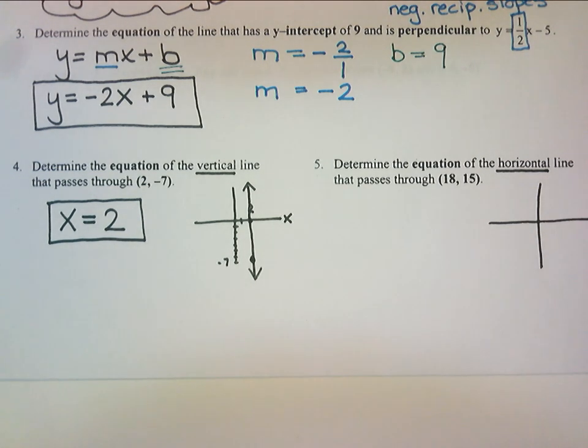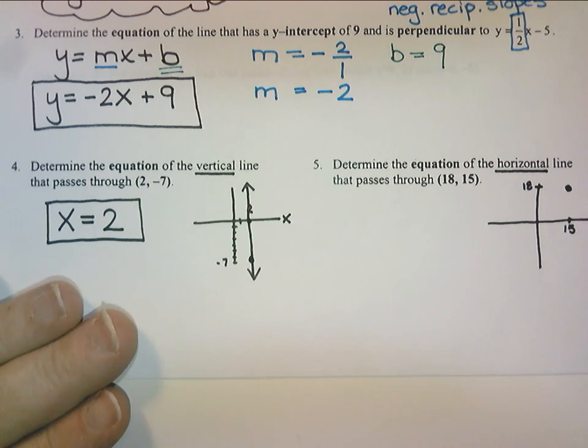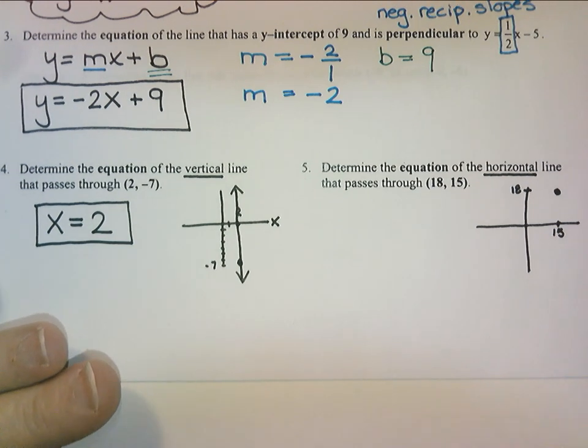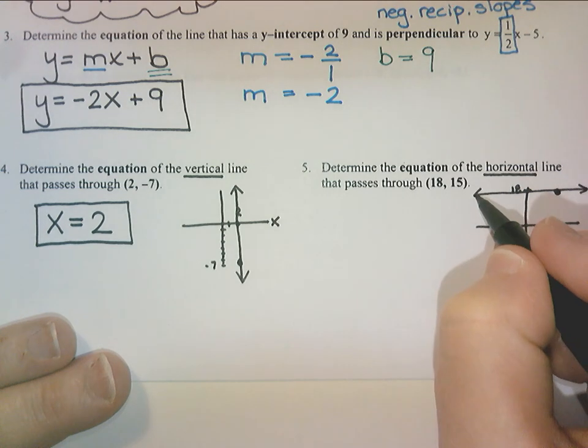I'm going to just draw a little picture. Instead of counting out all the tick marks, I'm going to say that 15 is positive, might be right there. 18 is positive, so let's just put it there. And then 15 and 18 would be that point right there. And this time it is horizontal. So horizontal is this way, like the horizon.